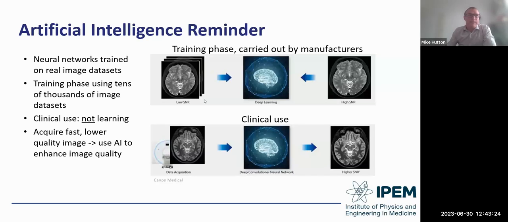When they're deployed clinically, these neural networks are no longer learning, so they're not learning on the job on patient data, and they're just using what they've learned during that training phase. And the way we can use them to accelerate imaging is through acquiring a lower quality image. So we can accelerate that acquisition through using higher acceleration factors or reducing signal averages, and then we put them through this neural network reconstruction algorithm, and we get a higher SNR output. So we can acquire fast, low quality images and use AI to enhance the image quality.